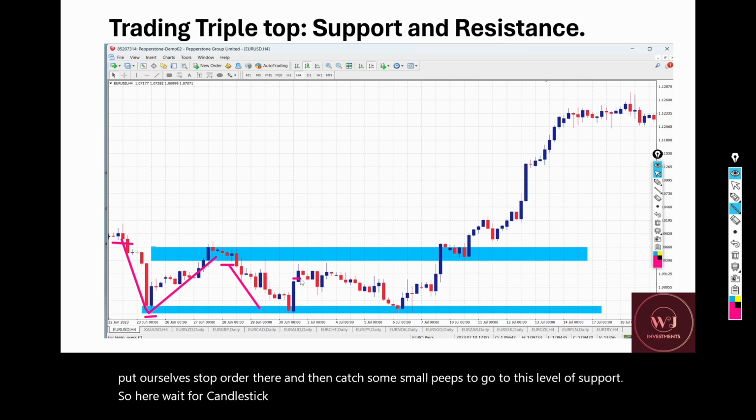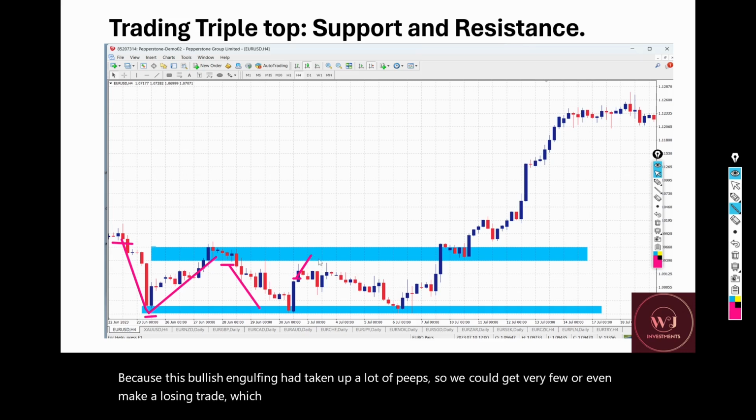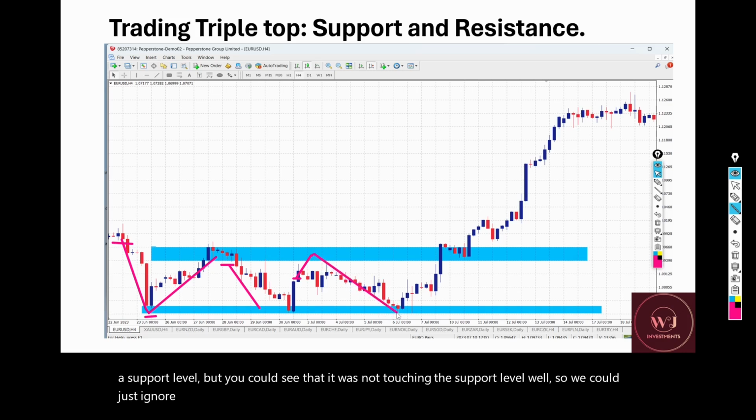So you can see here that we have a bullish engulfing, though it was not so successful because this bullish engulfing had taken up a lot of pips. So we could catch very few or even make a losing trade, which is still normal. After the market tests this level, we had to look for a support level, but you could see that it was not touching the support level well. So we could just ignore this trade because it would give small pips.